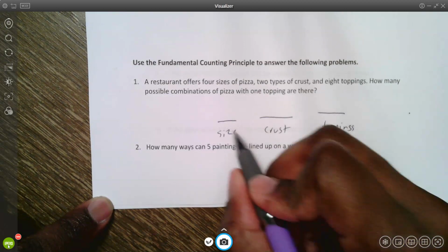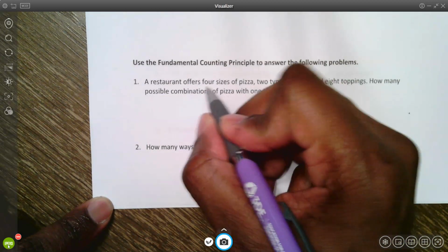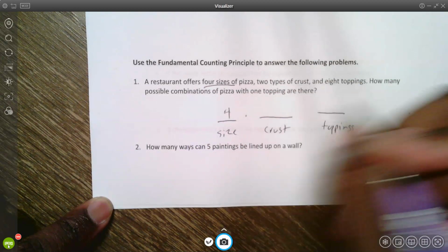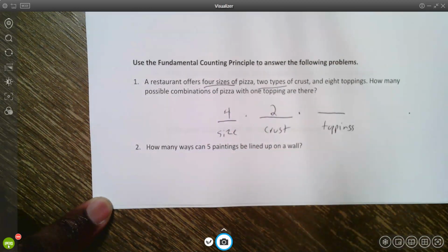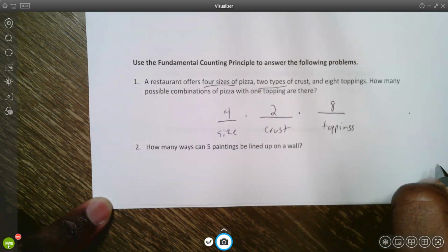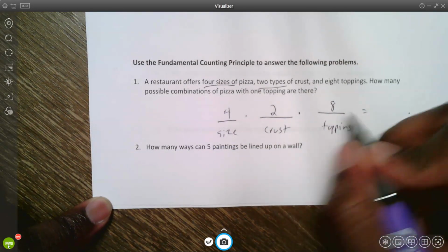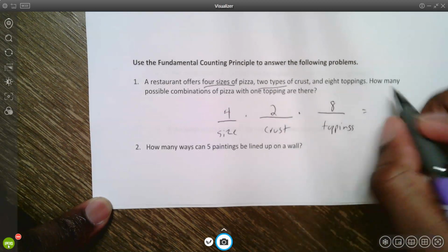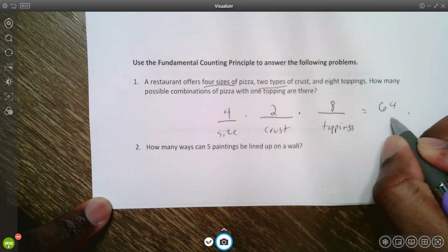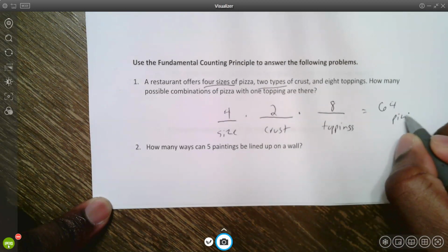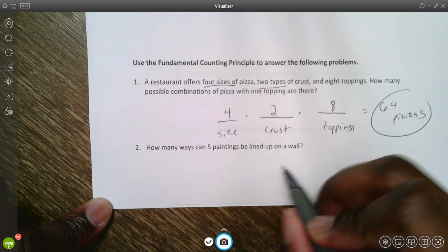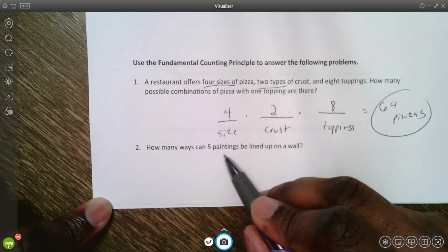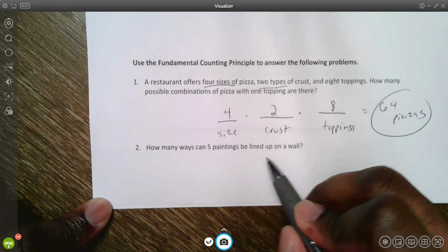And of my sizes, I have 4 different choices. Of the crust, I have 2 different choices. And my toppings, I have 8 different choices. So still the same, 4 times 2 times 8. That's 8 times 8, so 64 pizzas can be made with that information. Number 2 says, how many ways can 5 paintings be lined on a wall?